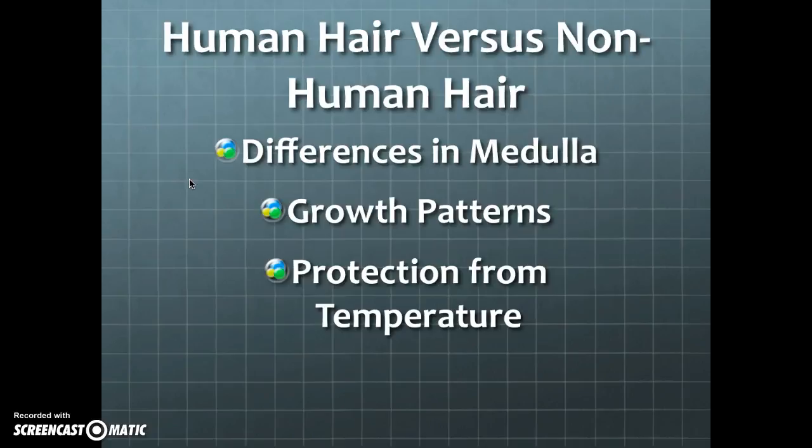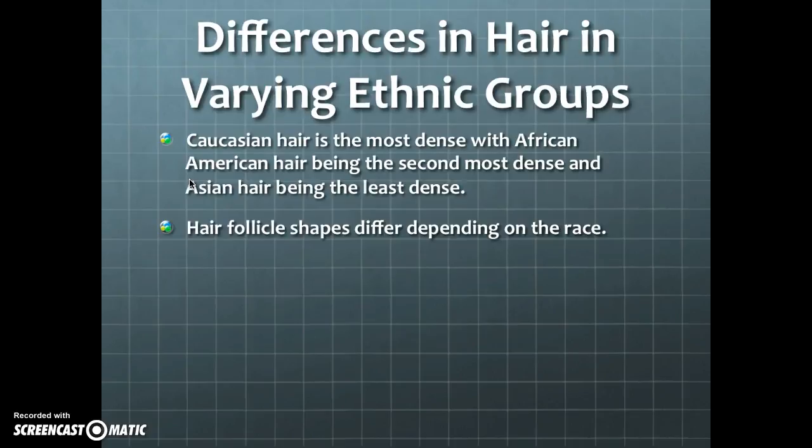And animal hair, it is thick and coarse the way it is to protect the animal from temperature, whereas human hair doesn't do a lot of protecting. So Caucasian hair is the most dense, with African American hair being the second most dense and Asian hair being the least dense. And hair follicle shapes, they do change depending on what ethnic group we're talking about.